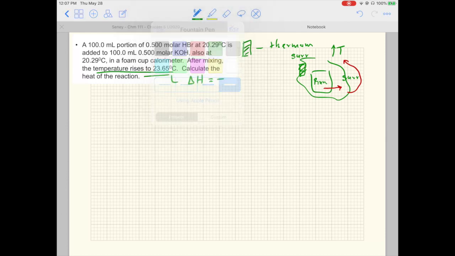So we're going to jump back to our problem. We've got to figure out, how do we get the value? We are either going to have to use Q equals m times s times delta T, or Q equals C delta T. Well, we're not given a heat capacity or specific heat capacity.